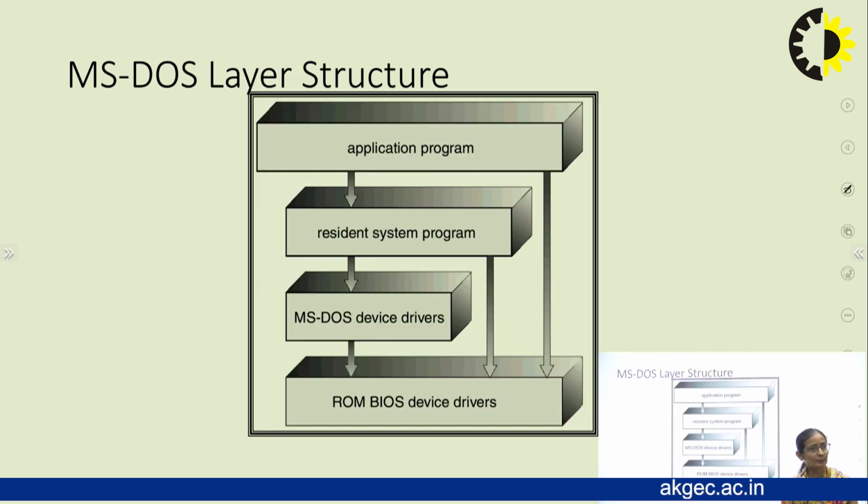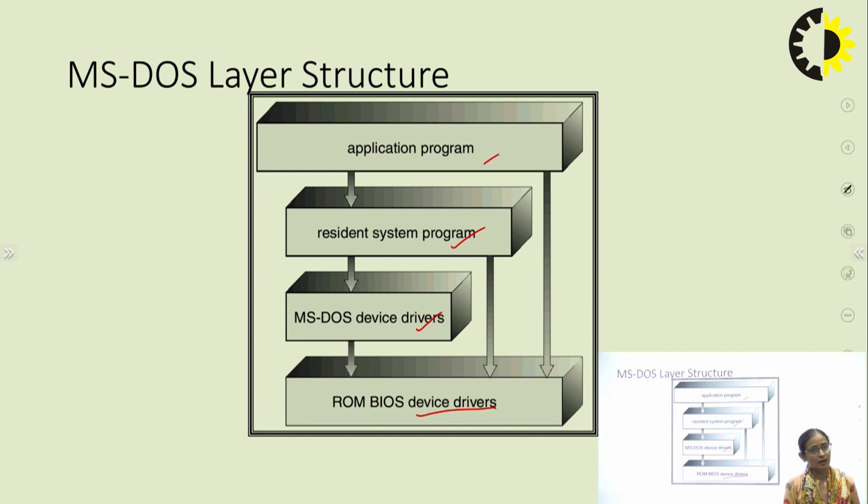This is the simplest MS-DOS layer architecture structure. Here we have the ROM BIOS device drivers, we have MS-DOS device drivers, then the resident system program, that is our OS, and above that we have the application program. This is how the OS is written in the case of MS-DOS layered structure.